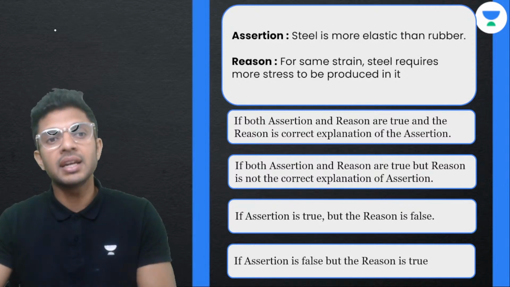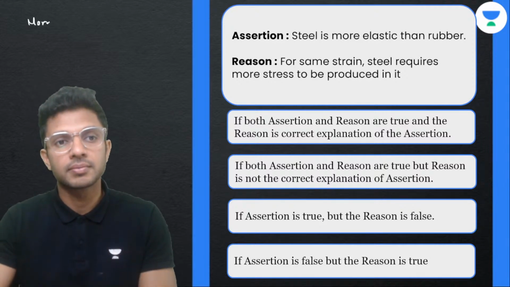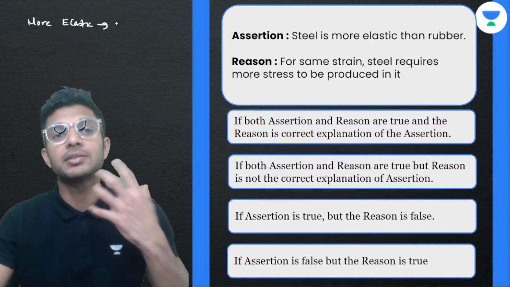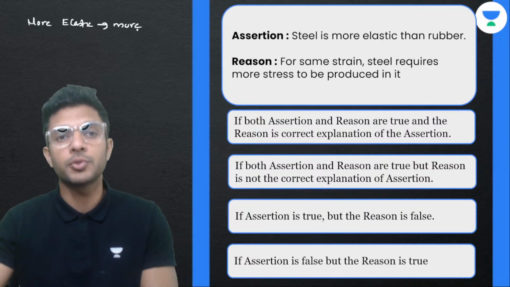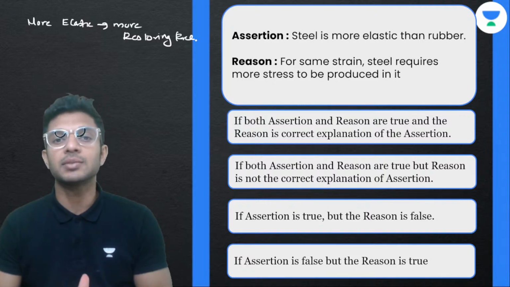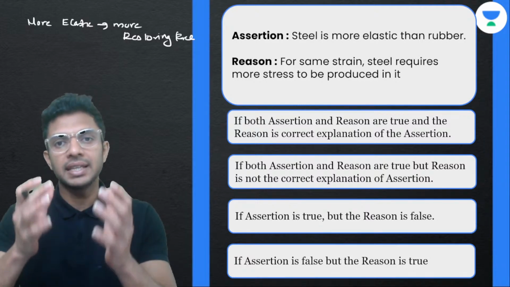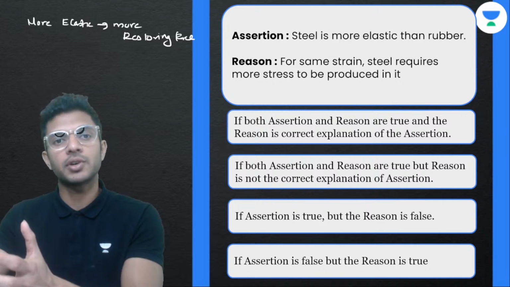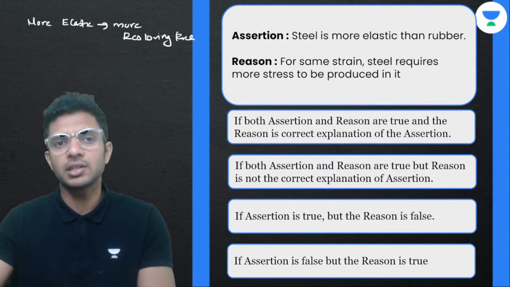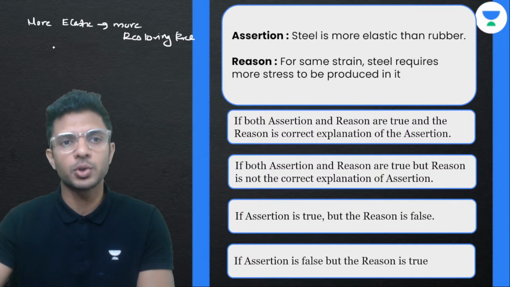A material which is more elastic, we call it when it has more amount of restoring force. When a particle is having more amount of restoring forces, then we call the material as more elastic. Tell me, in the case of steel or in the case of rubber, which can have more restoring force? Obviously in the case of steel. How can I say that with such surety?